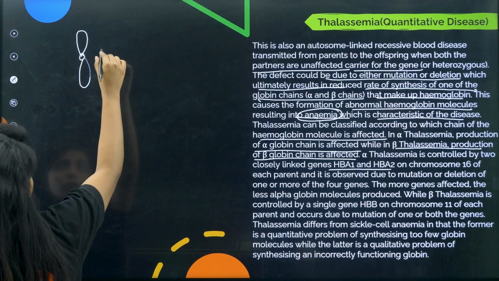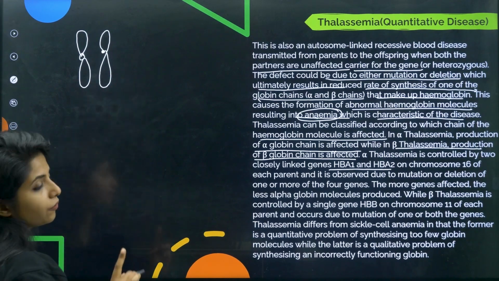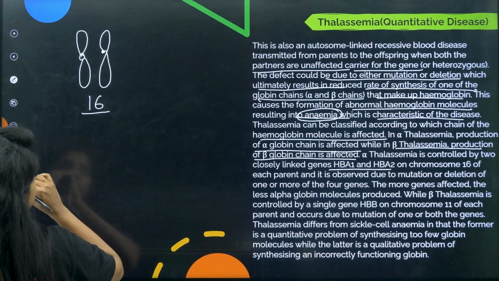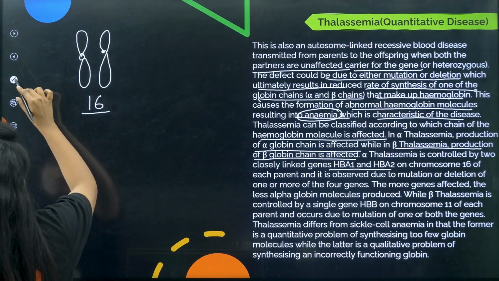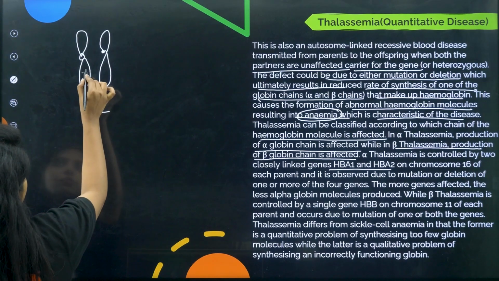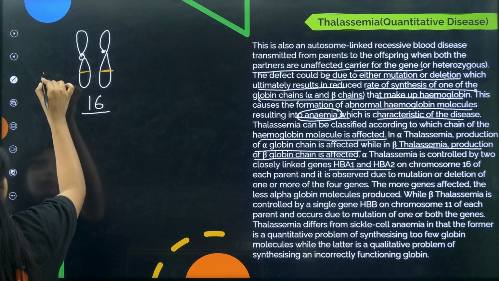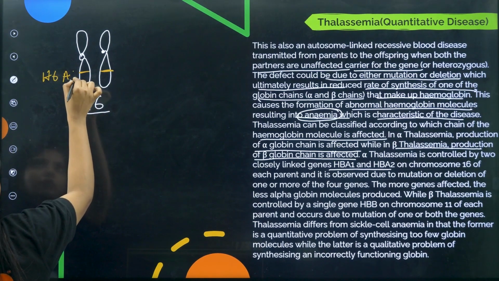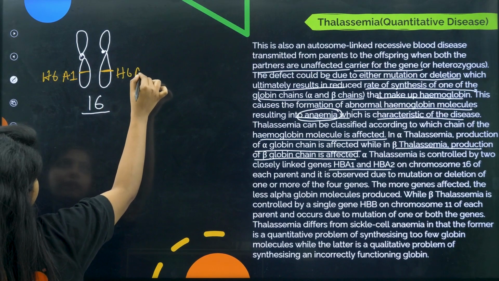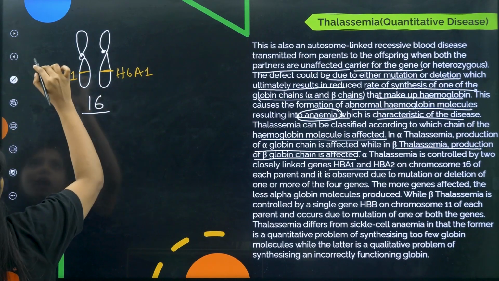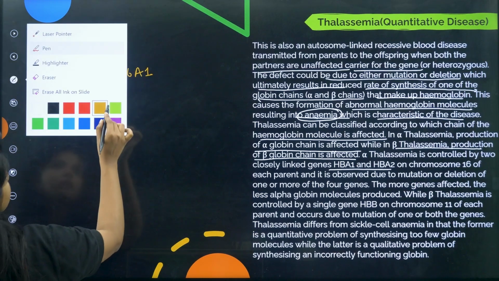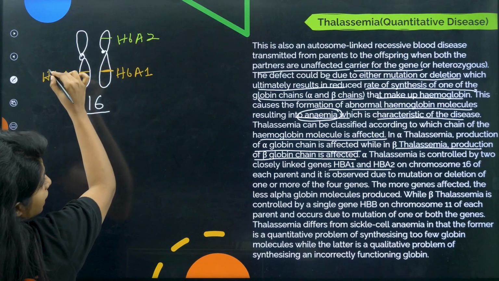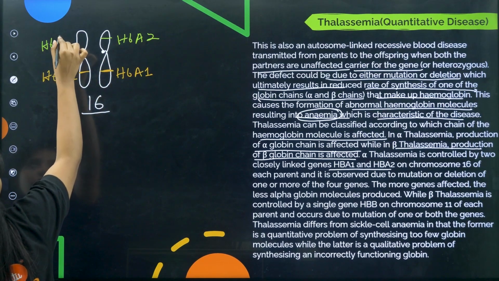Until now we were studying about one gene getting affected everywhere. But over here imagine that this is the 16th chromosome. Now on the 16th chromosome there will be 2 genes. So over here I have HBA1, and this is also HBA1. Okay, I made a mistake. Now this is HBA2, and this is HBA2 again.